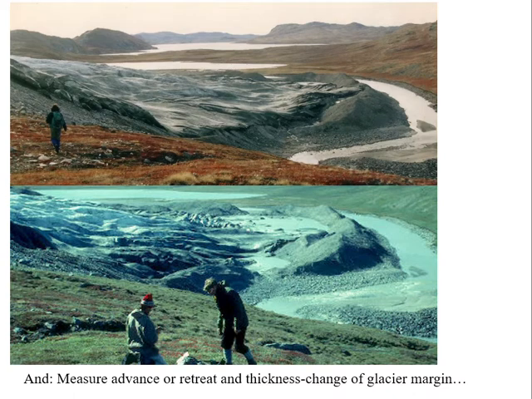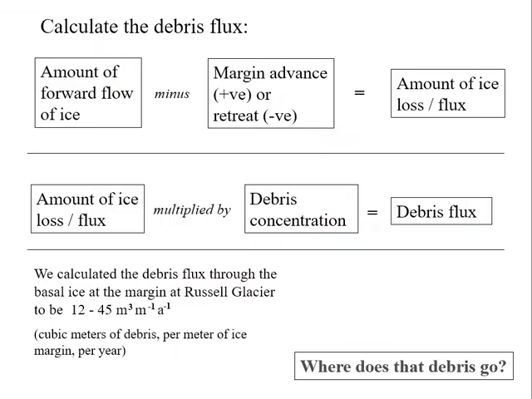So we need the volume of debris per unit of the basal ice layer, the rate at which the ice is moving, and the rate at which the ice margin is advancing, retreating, or if it's staying stationary. With that information, we can work out the debris flux through the ice margin. In other words, how much debris is actually being churned out of each meter of the ice margin, or over a 100-meter section, or over a kilometer section, during the course of a year. You might just want to pause the video here, just to make sure that you're understanding how this calculation has worked.